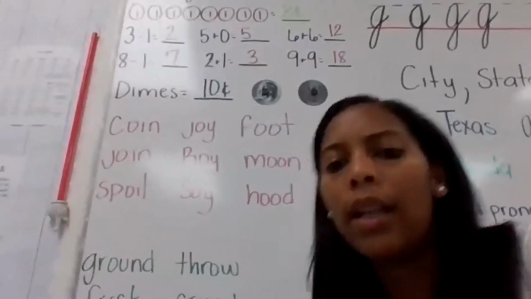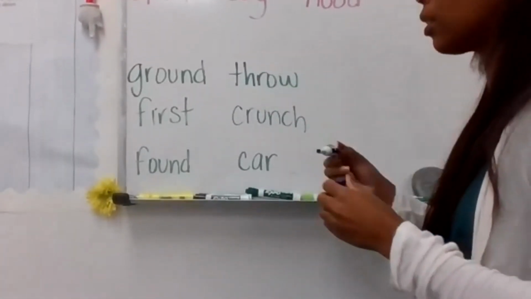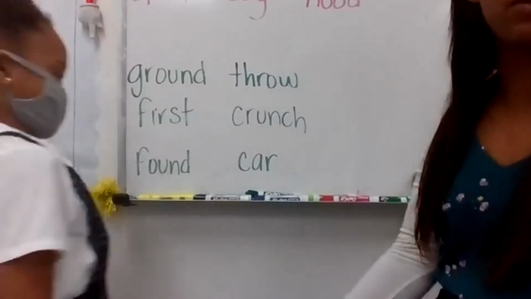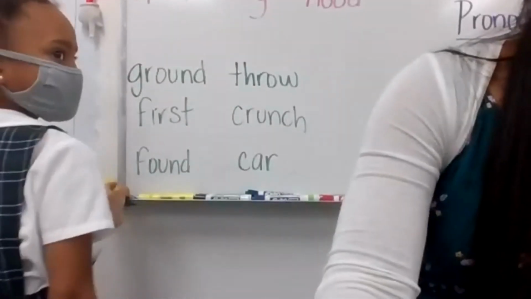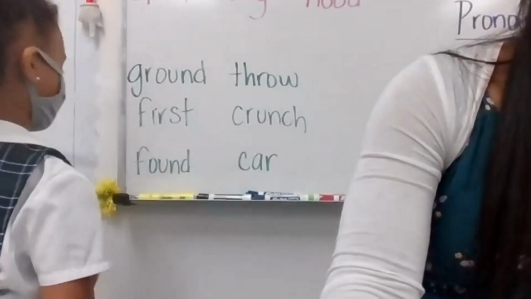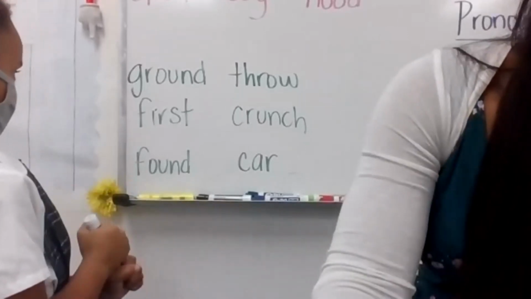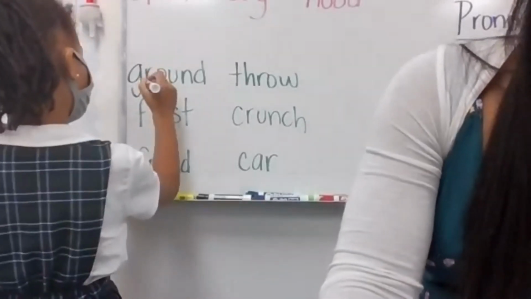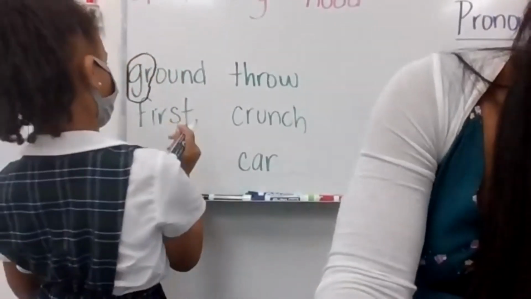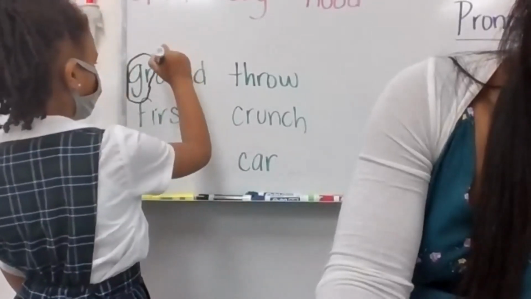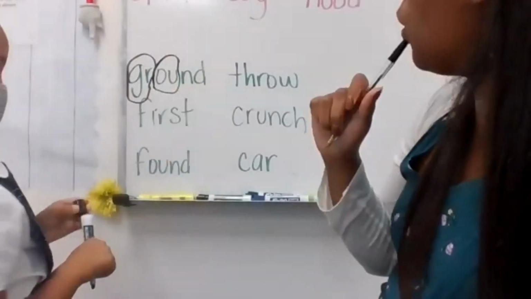Okay, so let's go ahead and practice some sounds here. Let's identify. Okay, Narai, come up and circle the sounds in the first word and tell me what the word is. Ground. She says circle GR, and OU. What's the word?